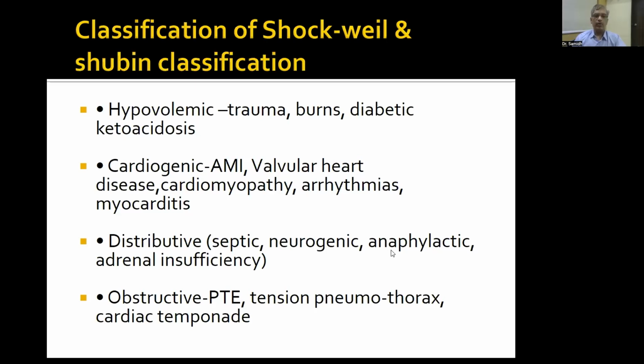The third type of shock is distributive, which is basically a vasodilatory shock. Distributive shock types are septic shock, that is because of infection, then neurogenic shock because of spinal cord injury, anaphylactic shock because of allergy, and adrenal insufficiency. And the fourth type of shock is obstructive shock, for example pulmonary embolism, tension pneumothorax, cardiac tamponade, and even aortic dissection is a type of obstructive shock.